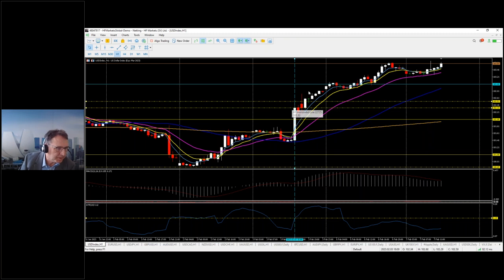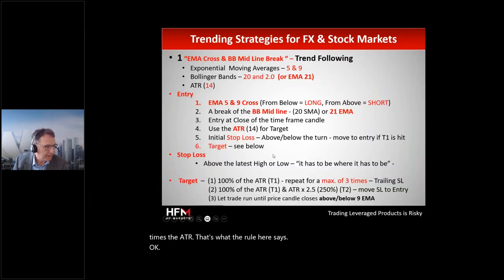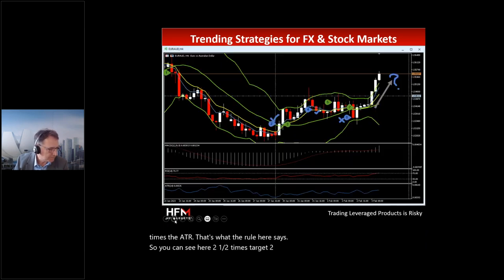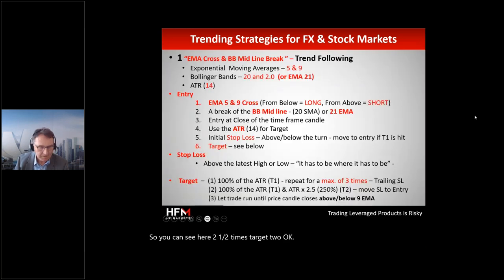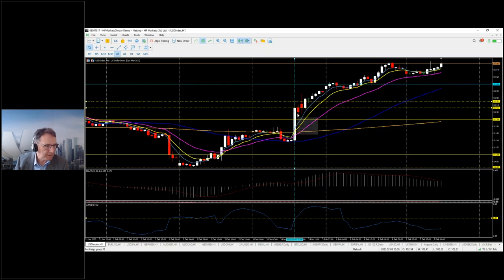Oh, so again, it's hit within two candles. So that's target one, and we take 80% of our risk there. And then target two would be 2.5 times the ATR. That's what this rule here says. Okay. So as you can see here, 2.5 times. Target two. Okay. The ATR. So 19 times 2.5 is 47.5.